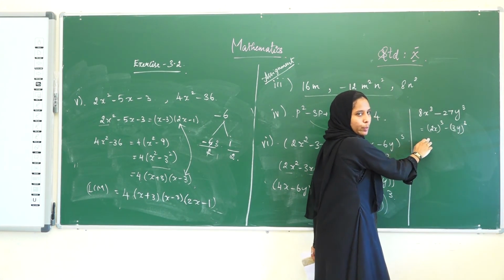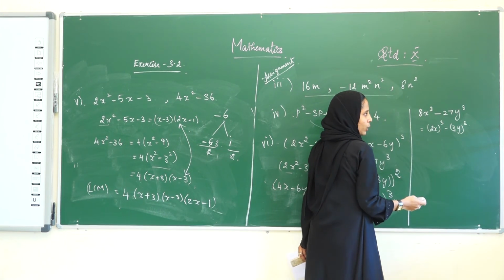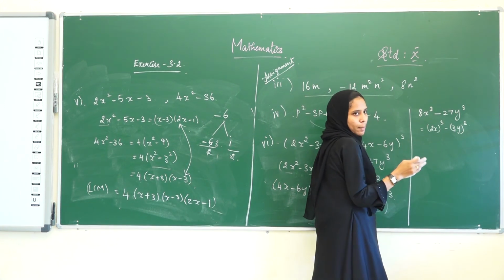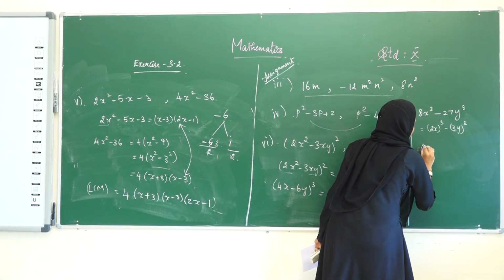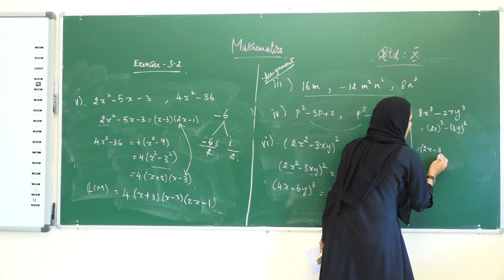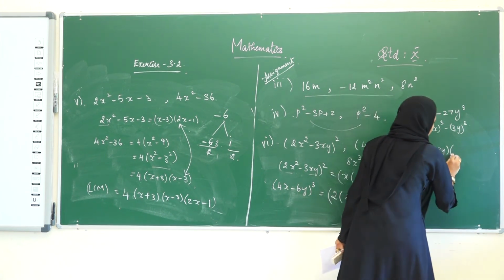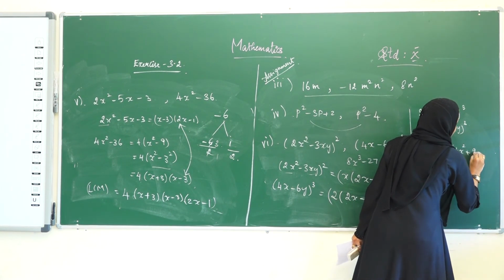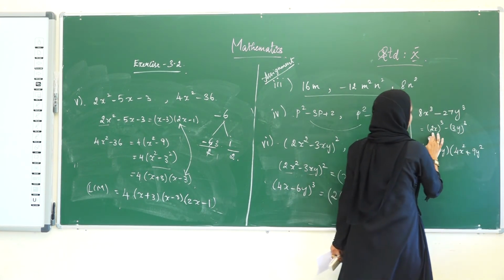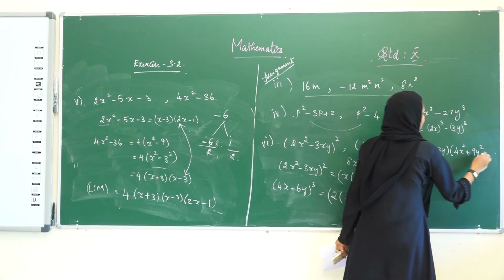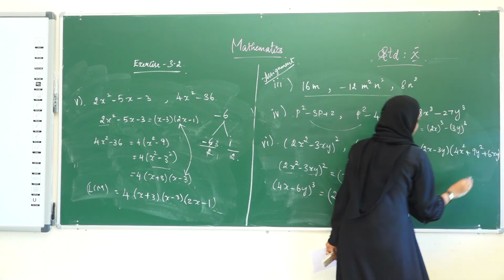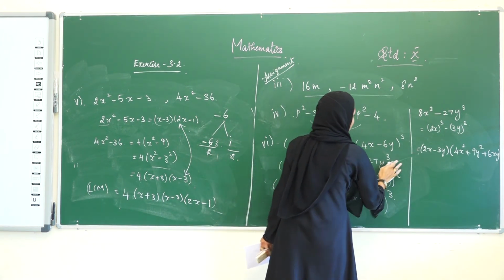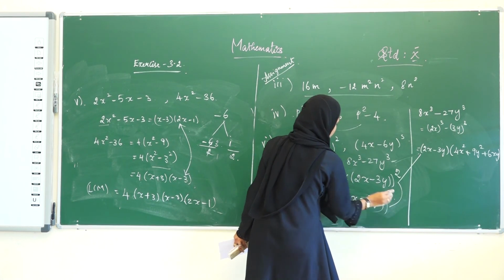This is of the form a cube minus b cube. So we know the formula: a cube minus b cube is equal to a minus b into a square plus ab plus b square. This can be written as 2x minus 3y into a square becomes 4x square, plus b square becomes 9y square, plus ab becomes 2x into 3y, that is 6xy. We have to consider these terms.